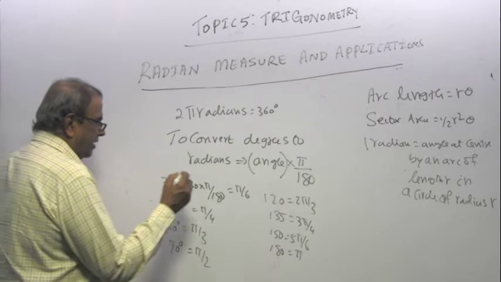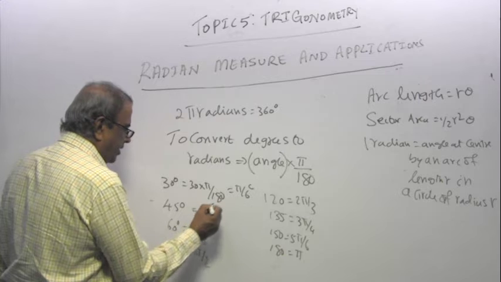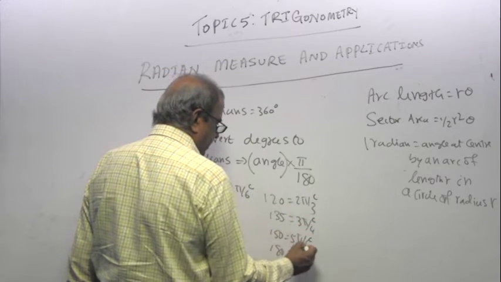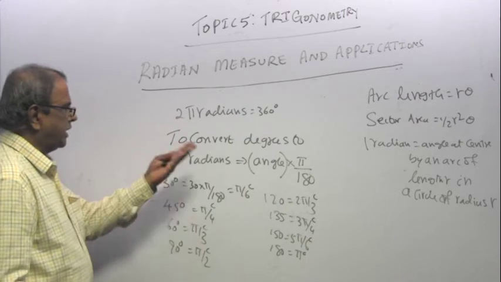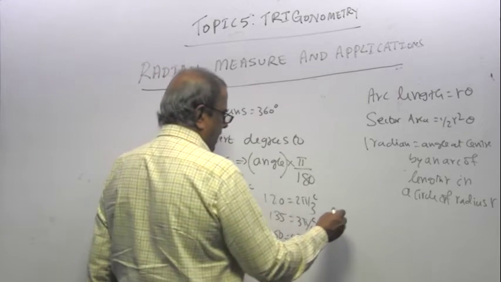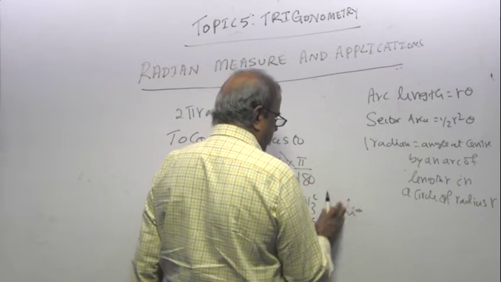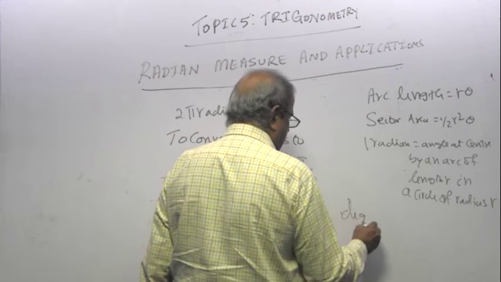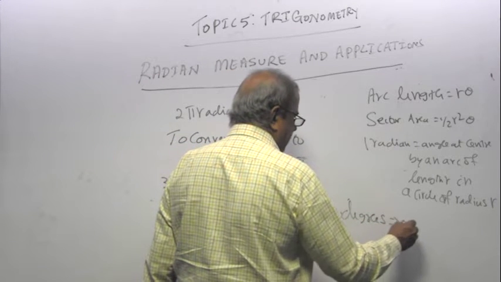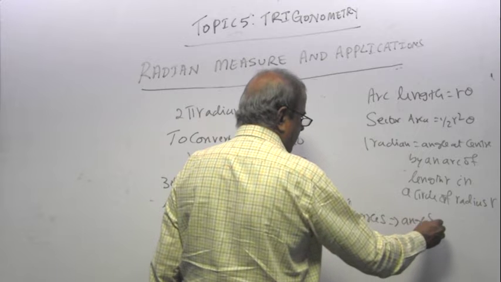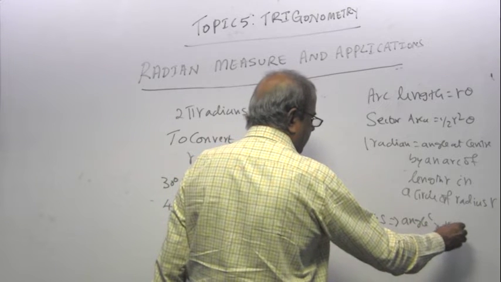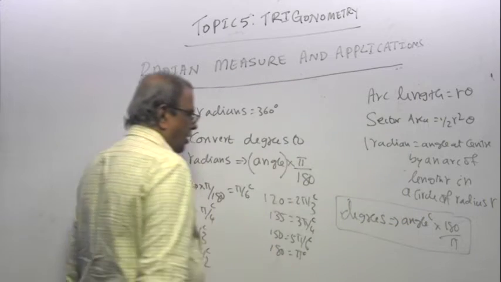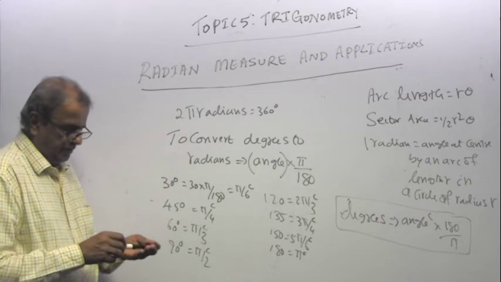In other words, radians. When you convert degrees to radians, that's what you do. If you were to do it the other way, degrees will be the angle in radians times 180 divided by pi. Okay, this is what we expect.